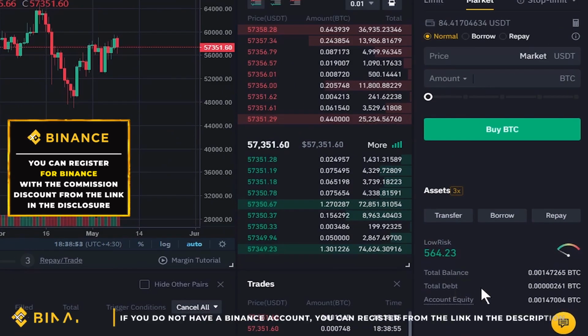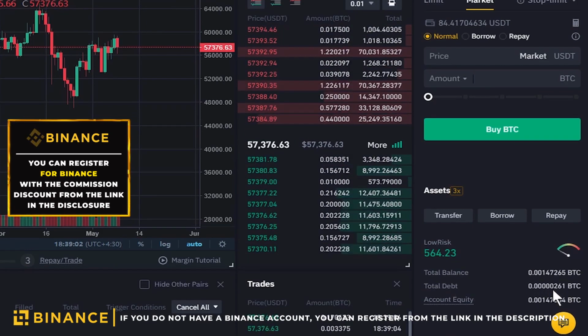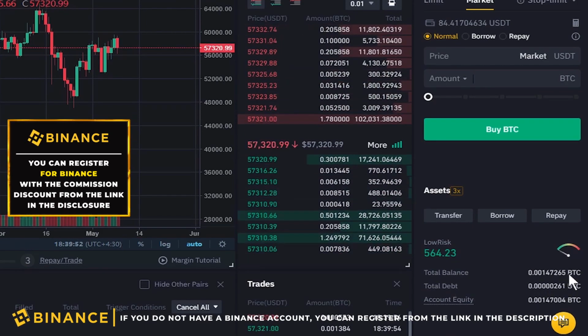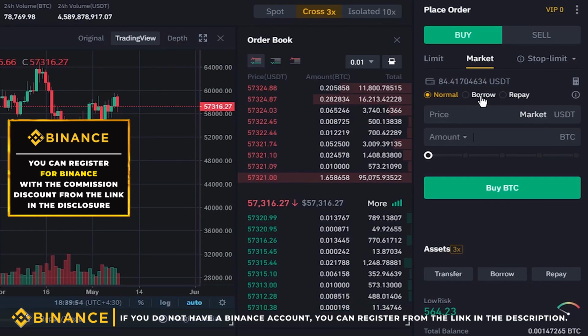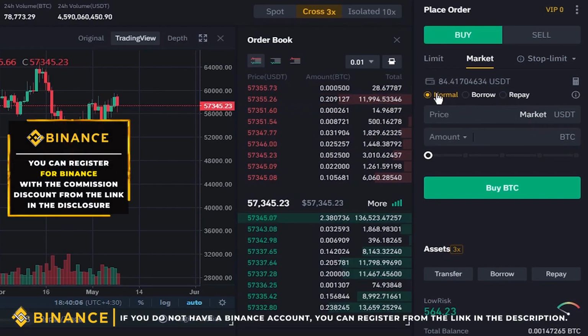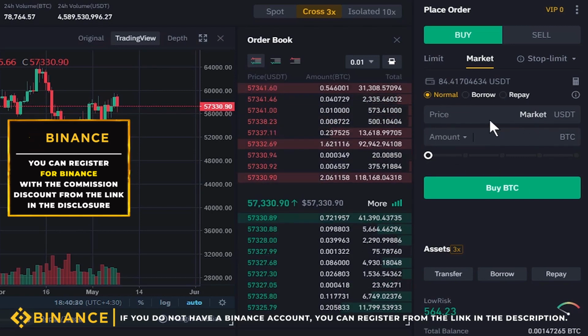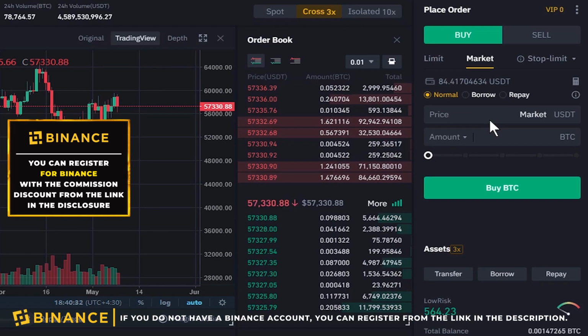And now here you see that we have a very small amount of debt, less than $1, which doesn't put our account in danger. Now let's see how we borrow and repay by the help of these options when we are placing an order. If you select normal and place an order, everything is exactly similar to trading on the exchange. No funds will be borrowed.